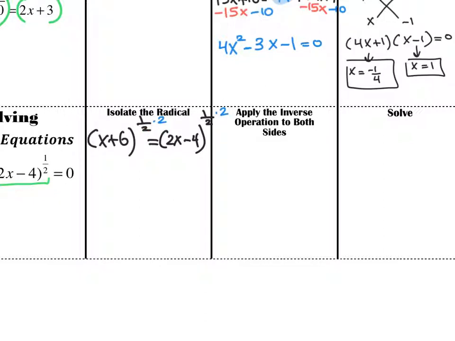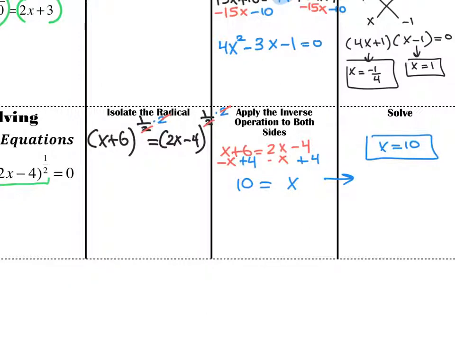So that will end up being x plus 6 equals 2x minus 4. So you raise both sides to the second power. Now let's move everything to one side of the equation. All the x's to one side of the equation, all the numbers to the other side. So now I have x equals 10. So I was able to solve and I got x is equal to 10.